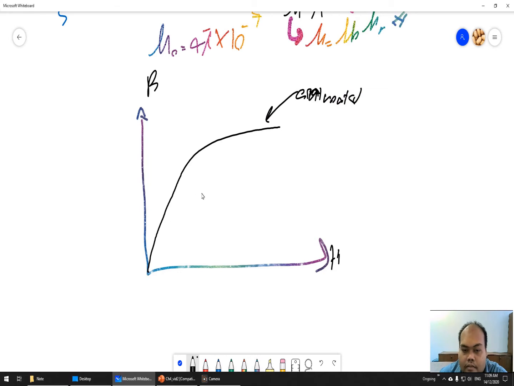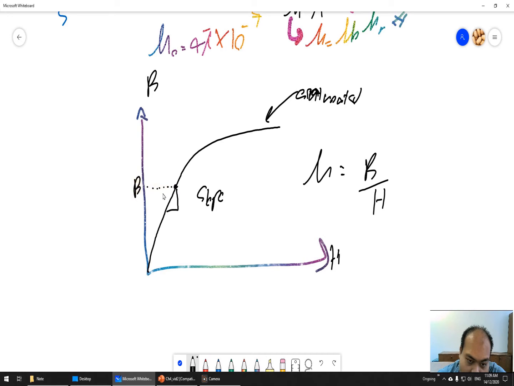Okay, so basically mu equals B divided by H. If they give a graph, how to get mu is basically you look here. Remember how to get the slope. So you take this point B, and then divide by this point H. Just do that. B divided by H, you get mu. Not mu naught or mu r, but mu, the total permeability. The real value of the permeability.